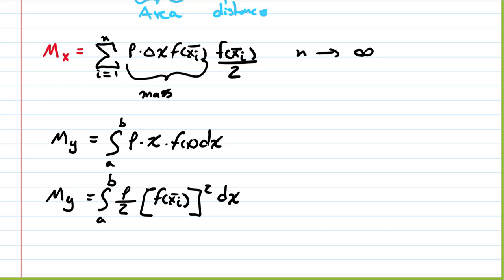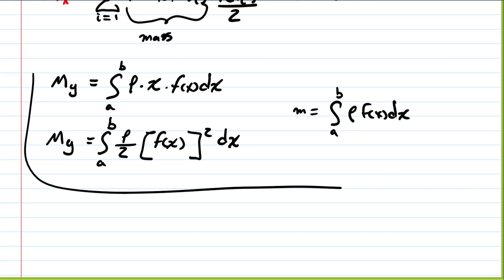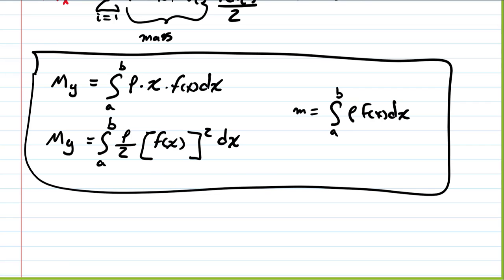So our moment for the y-axis is rho x f of x dx, and our moment for the x-axis is rho over 2 times f of x, sorry, this should just be f of x squared. And then our mass, little m, is just the integral from a to b of rho times f of x. That's just our area times our density. For almost all of the problems we are going to run into, we are going to have constant density. So that means we'll just be able to pull the density out of the integral. If for some reason the density is a function of x, then we would have to leave it in, right?